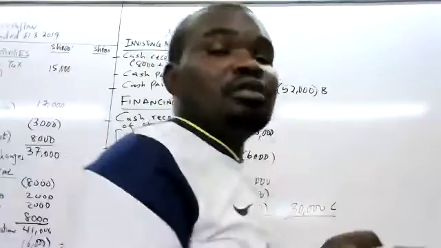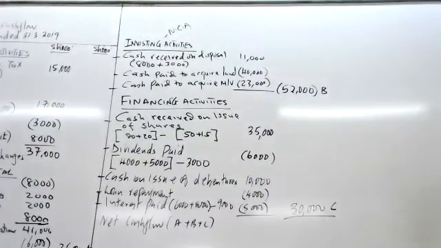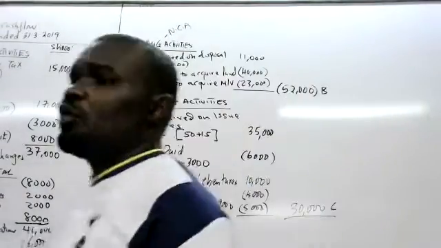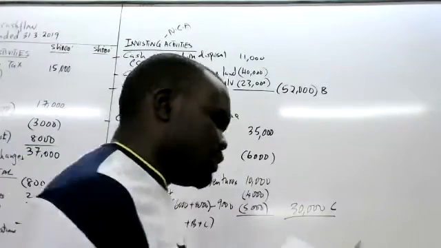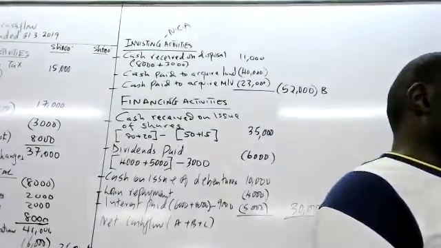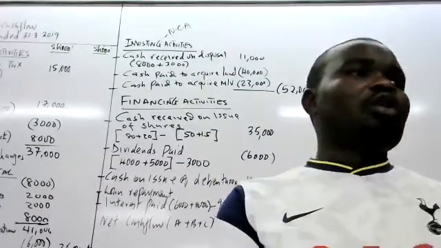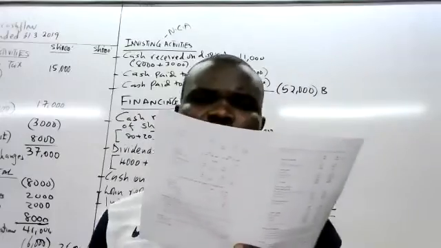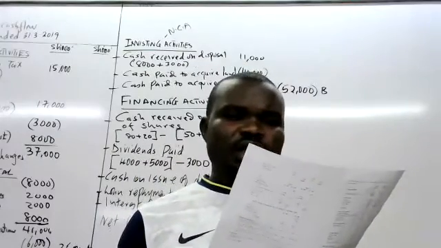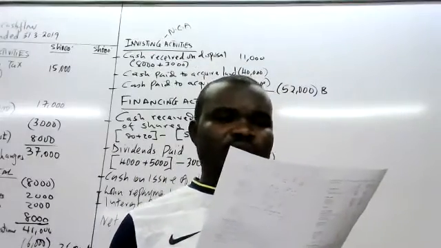Check note 3. Check for me note 3. I think we oversight about it. It's going to bring a problem. Note 3, what are they saying? Bonus shares of shillings 20 were issued during the year by utilizing the revaluation.